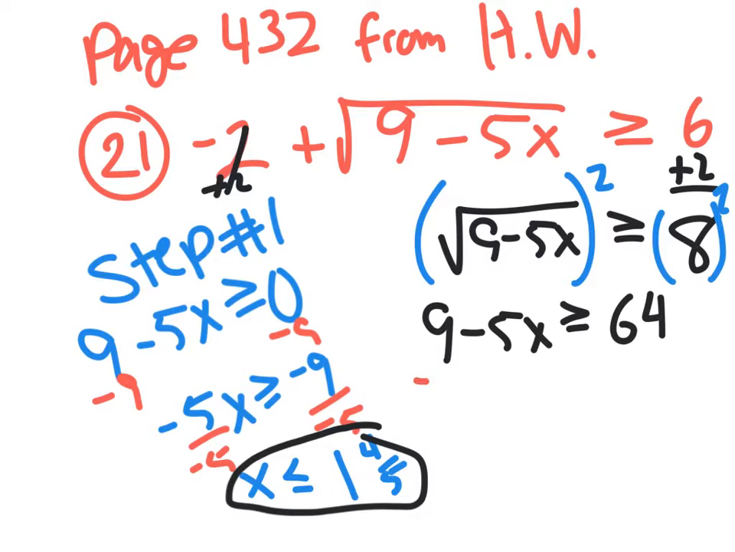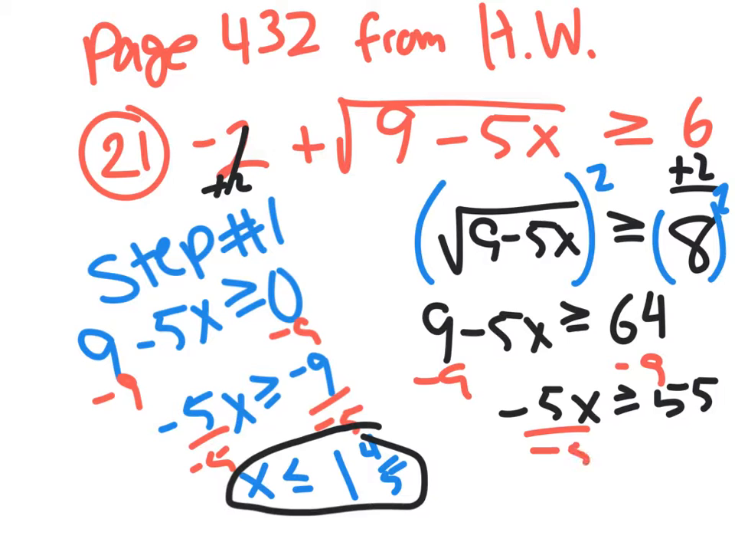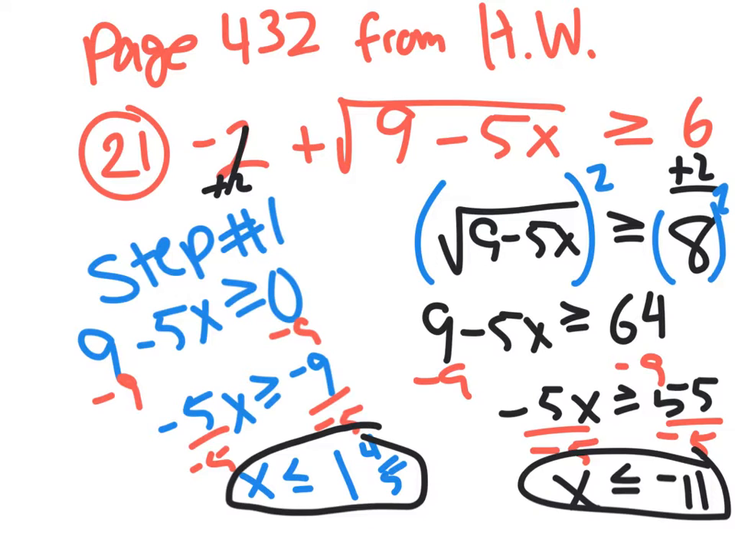And then you subtract 9 and subtract 9. You're going to have negative 5x is greater than or equal to, what is that, 55? And then at the very end, you divide by negative 5. Divide by negative 5, and you will get your final answer, x. You have to flip the inequality, less than or equal to negative 11. So you have those two answers.